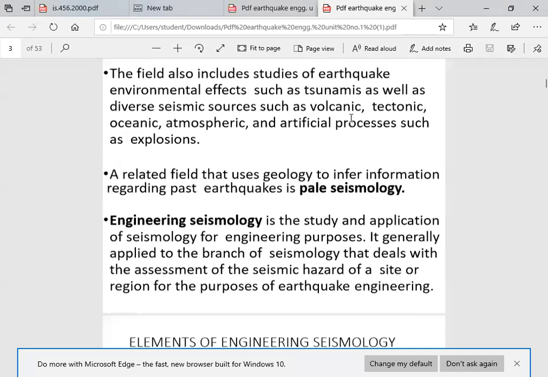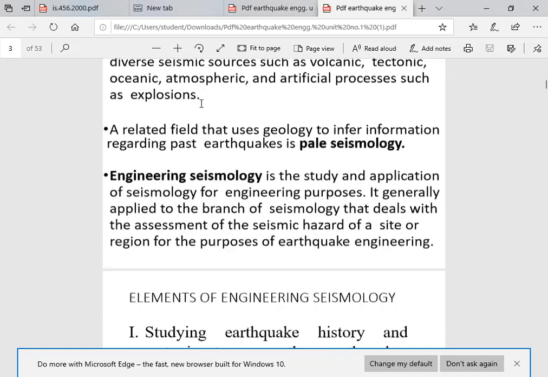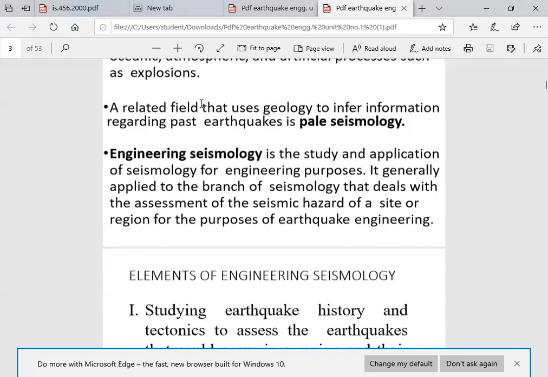In earthquake engineering, what are the different sources from which an earthquake occurs? All those parameters and that study are included in earthquake engineering. These are the factors considered: tectonic, oceanic, atmospheric, artificial processes, explosions. Through all of these an earthquake can happen. So we have to consider all these parameters in earthquake engineering.